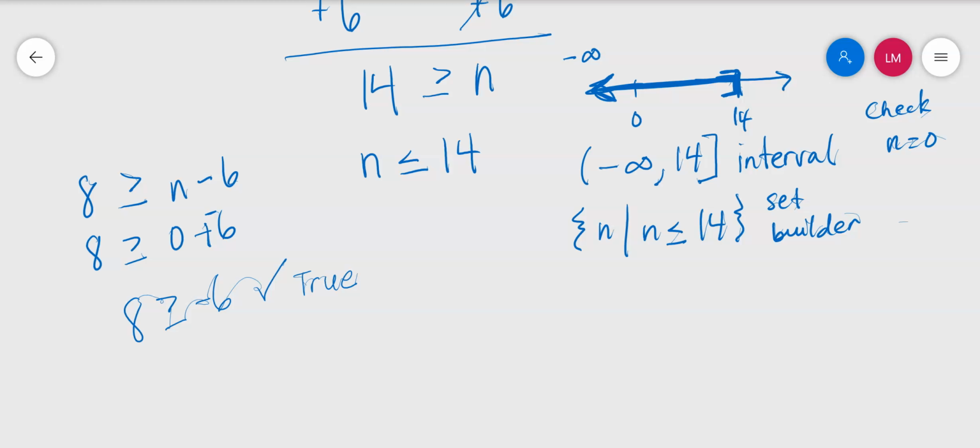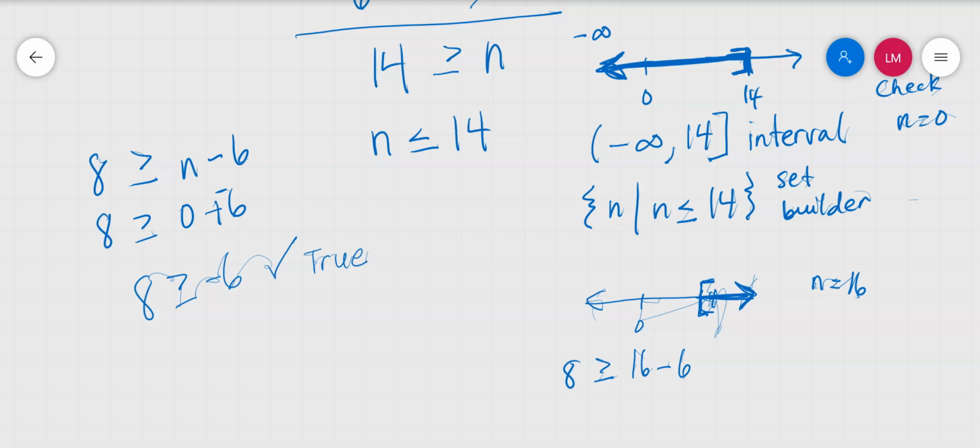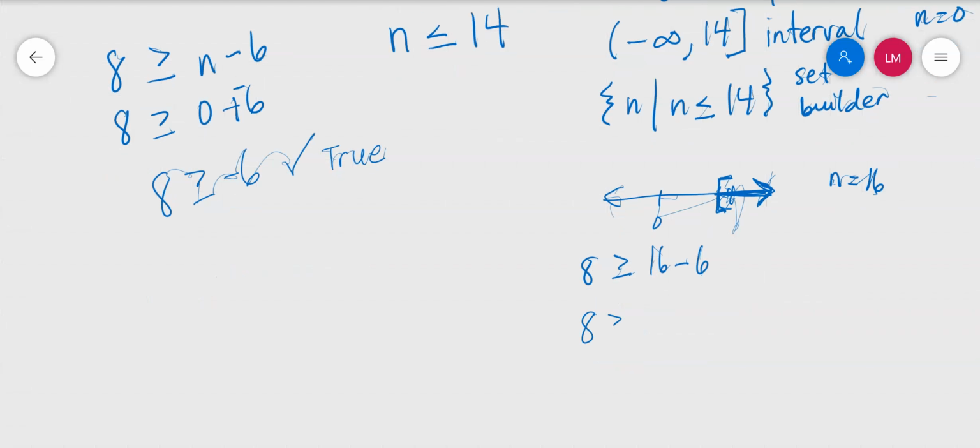If you would have changed this the other way, like let's say you would have accidentally, but you got to be careful, put a bracket here at 14 and shade it this way. When you choose a value greater than 14, like 15 or 16, you would get a false statement. And I'll just show you real quick. So let's choose n equal to 16, and let's just see what happens. So if I had 8 greater than or equal to, for n, we're going to plug in 16 minus 6. And if we did this math, we would get 8 greater than or equal to 16 minus 6 is 10.